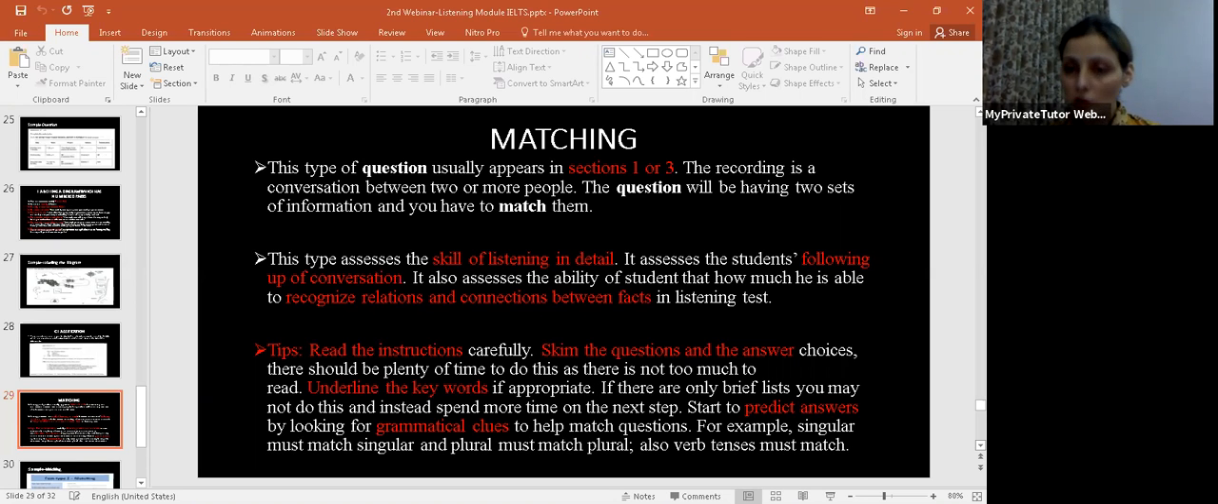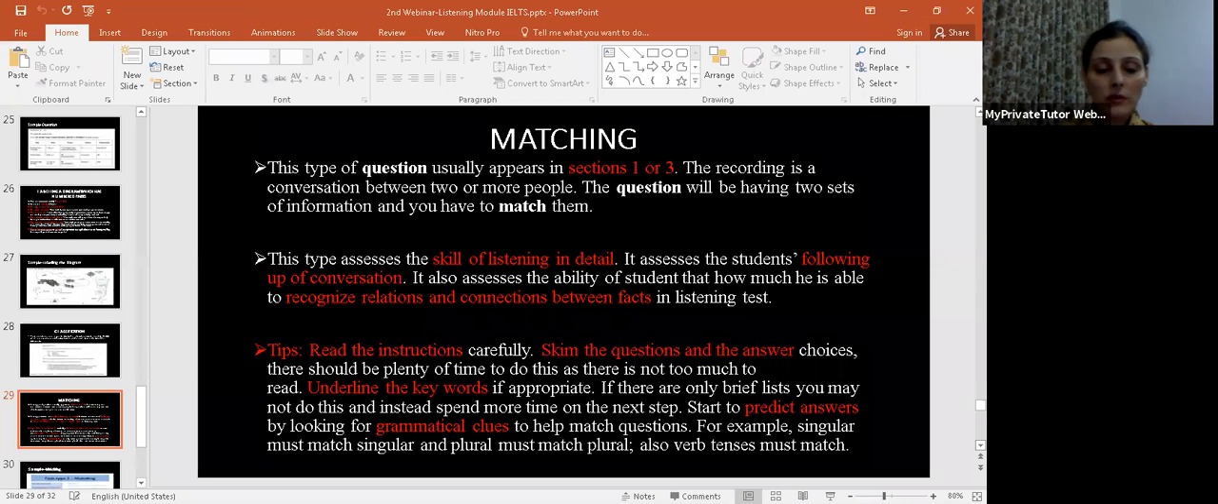There should be plenty of time to do so, so there's not too much to read. So underline the keywords and phrases, and they are only a brief list. You may not do this, and instead spend more time on the next step. Start to predict answers by looking at the grammatical clues to help match questions. Yes, predicting the answers. For example, singular must match singular, plural must match plural. You have to match the things, underline, present, which you are looking for.